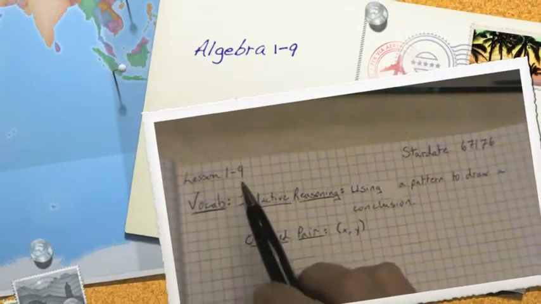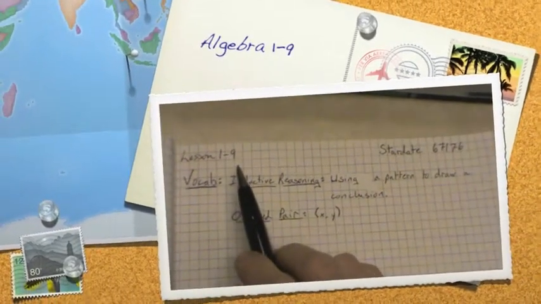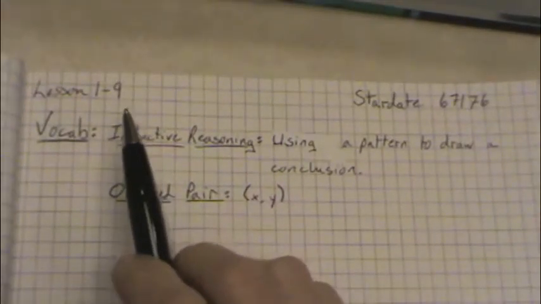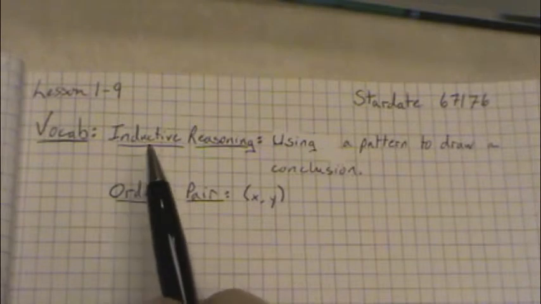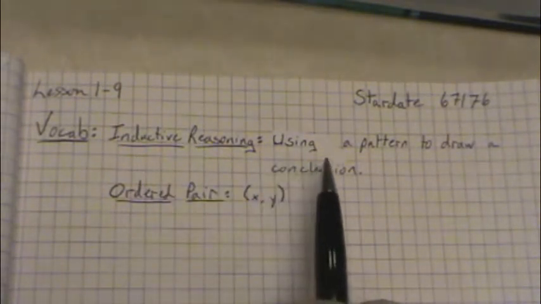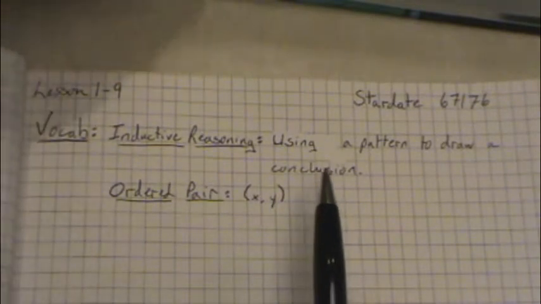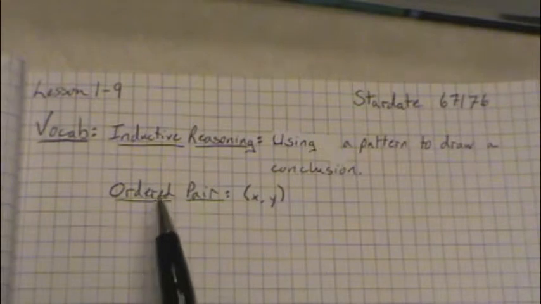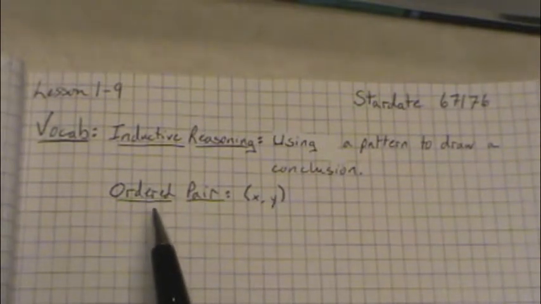We have made it all the way to lesson 1-9. It is the last lesson in the first unit. Congratulations. Vocab list is very short. Inductive reasoning means using a pattern to draw a conclusion. We're going to get to that on about problem 3. The other one is not in your book, but I want you to refresh your memory.